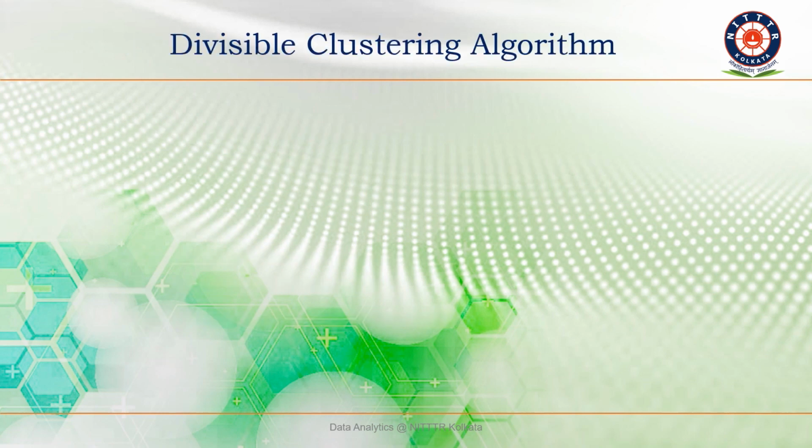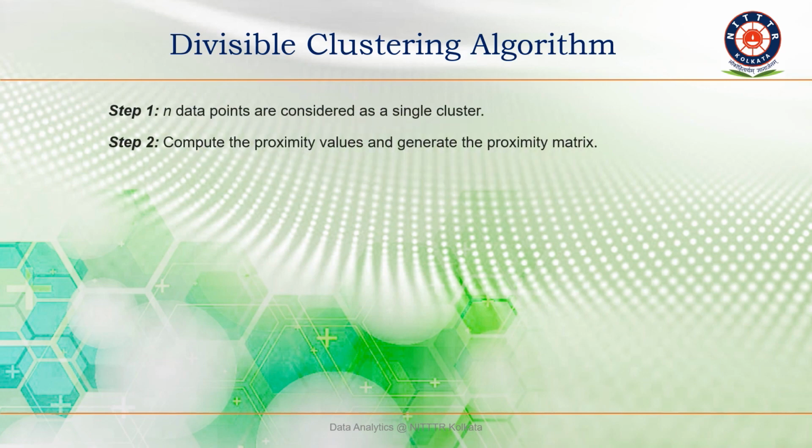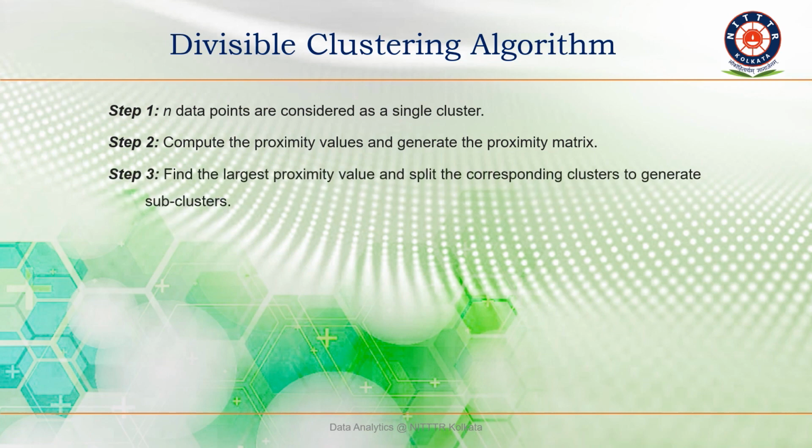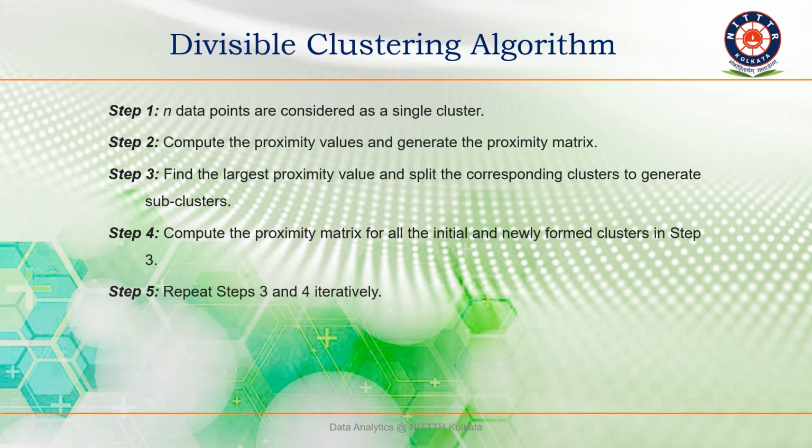Next, the divisive clustering algorithm follows the opposite principle to agglomerative clustering, where we start with a single cluster having all the n data points, again compute the proximity values and proximity matrix, and then find the largest proximity value and split the corresponding clusters to generate subclusters. Hence we compute the proximity matrix of all initial and newly formed clusters in step 3 and repeat these steps 3 and 4 iteratively until the n data points are separated as n clusters.